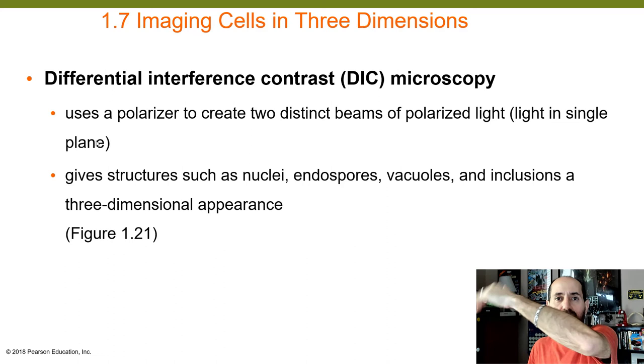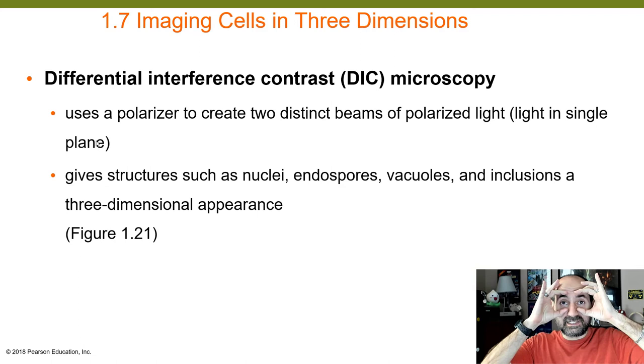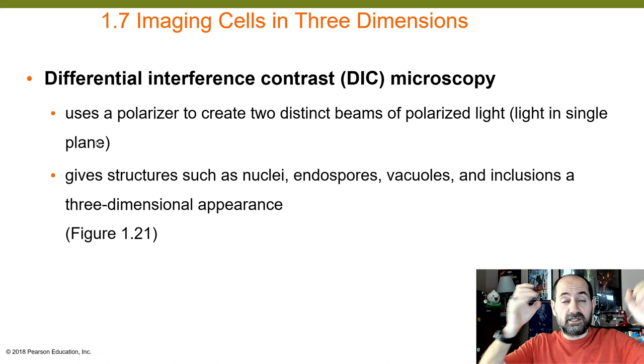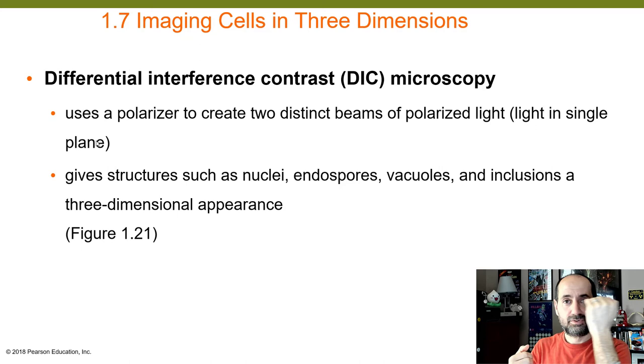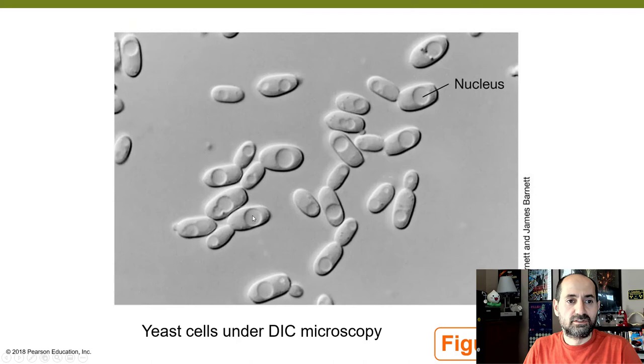So, just like the little glasses you get at the 3D movies, the gray glasses they give you for 3D movies, this eye gets different information than this eye because this eye is getting the vertical axis polarized light, this eye is getting horizontal axis polarized light, and then you can see three-dimensional movies. Same concept applies here with DIC microscopy. It uses these polarizers, which gives structures such as the nuclei, endospores, vacuoles, inclusions, a three-dimensional appearance. So look at this. Here are those yeast cells under DIC microscopy. Notice how they have this 3D effect to them, and it's because your eyeballs are getting different information.